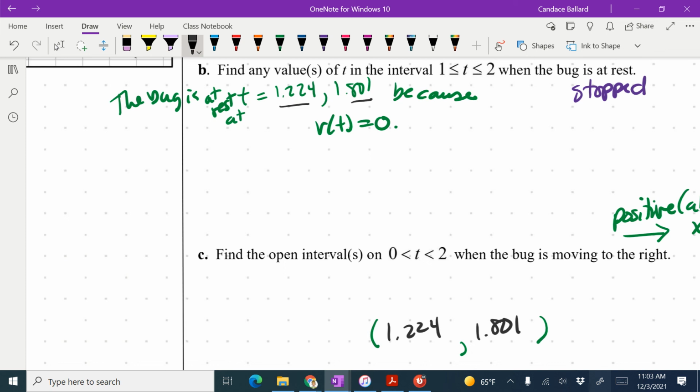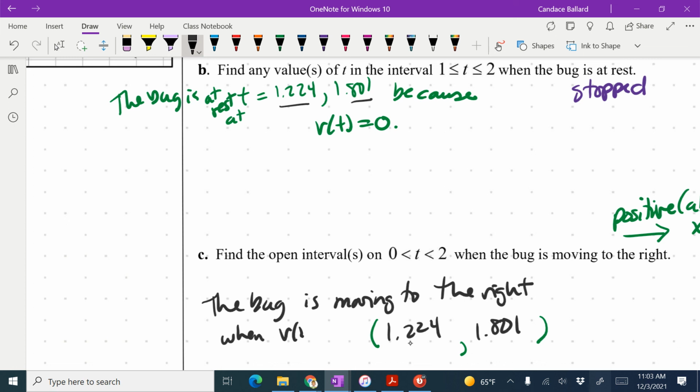Now, just like we were working on the context problems the other day, we can't just write that interval and move on. We really need to put it back in the context of the problem and make it a sentence. So I would say the bug is moving to the right when the velocity is greater than 0 or positive on the interval from 1.224 to 1.801.